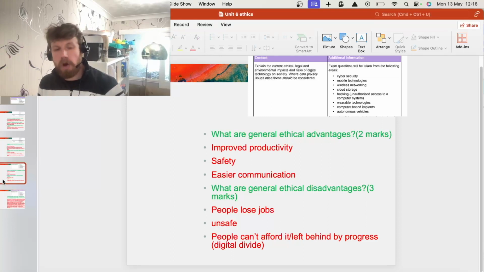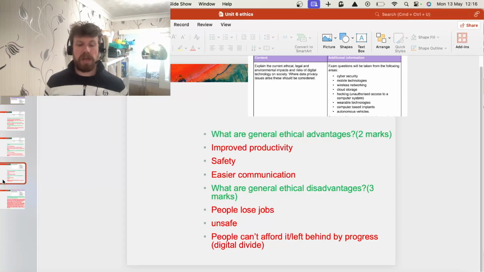I could also make that point relevant to cloud storage, so people can get on with work in lots of different locations at the same time. They don't have to drive to work. So improved productivity is going to be better. The same point can be used for multiple topics.